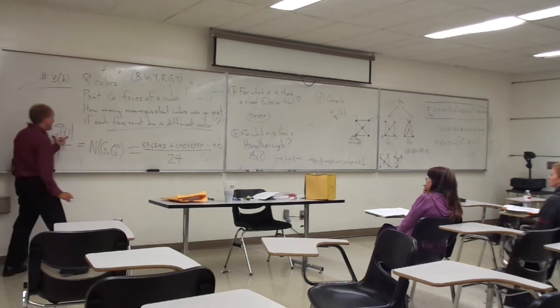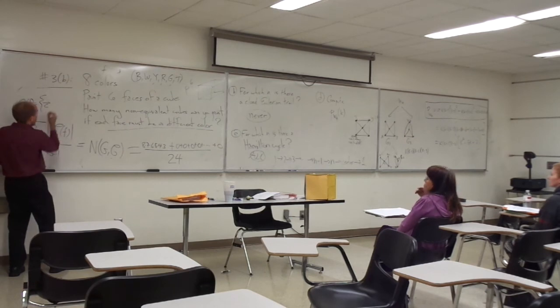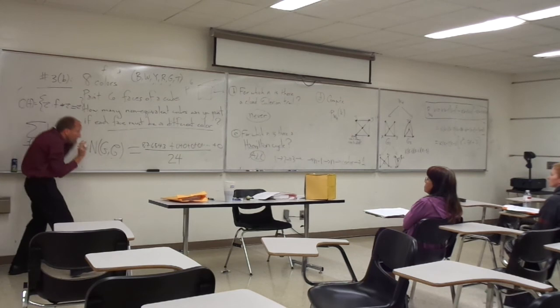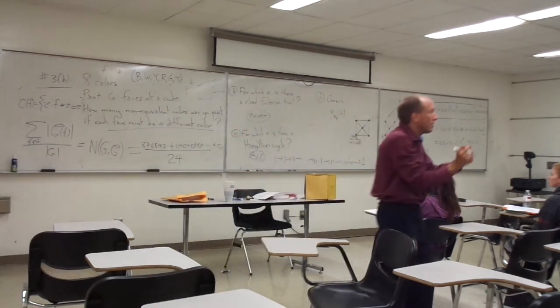Because C of F is the set of colorings such that F star C equals C. Not equivalent to C, equals C. It has to be the same coloring again.